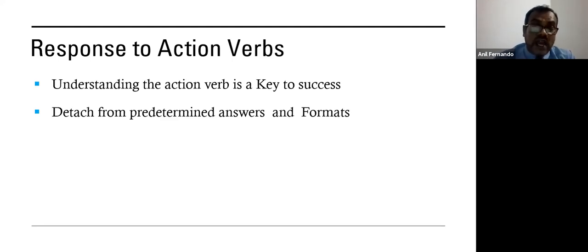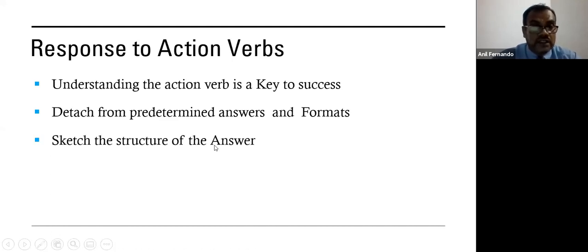Because of that, what would happen? This is actually a chemical process reaction. Automatically, you ignore the action, but favor your predetermined answer because you love that answer, you know it, you love that particular format, you have practiced it. Therefore, you want to quickly demonstrate that you know that area. But the action is something else. So, detach from predetermined answers and formats.